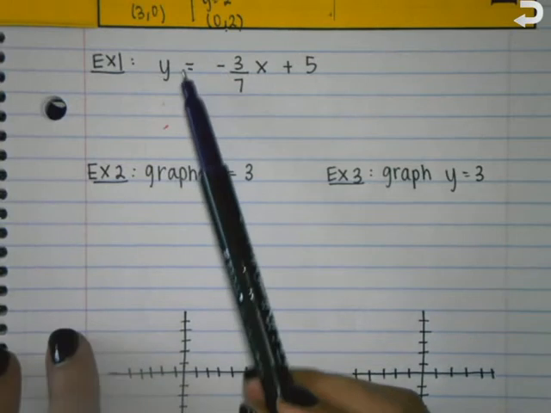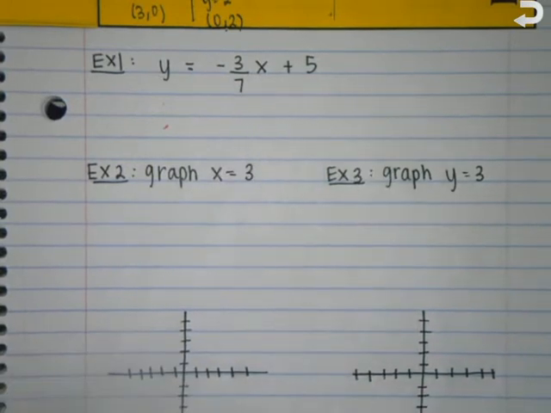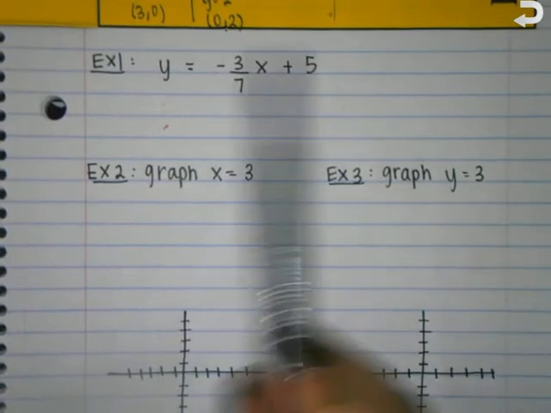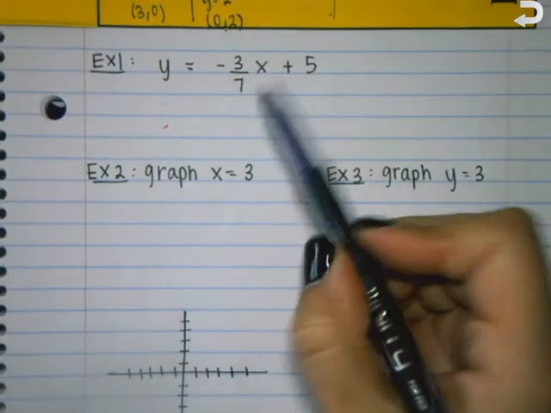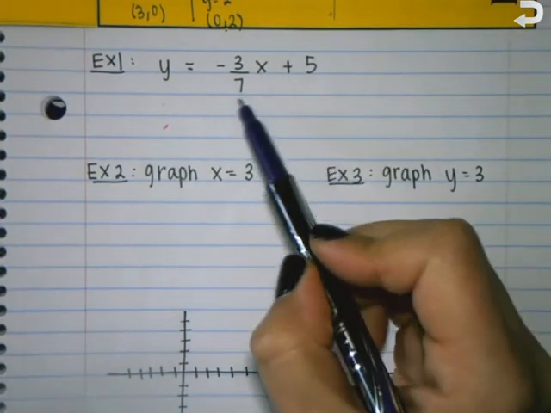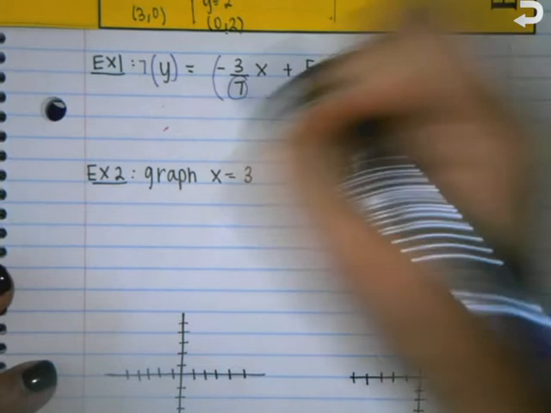Okay, so first example. y equals negative 3 over 7 x plus 5. I want you to take this, which is in slope-intercept form, and put it into standard form. So the thing that's stopping us from being in standard form to start is the fraction. What could I multiply by that would get rid of the denominator in my fraction? 7. So multiply both sides by 7.